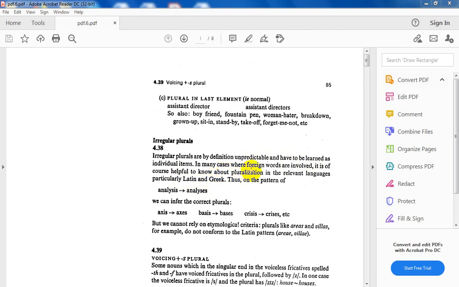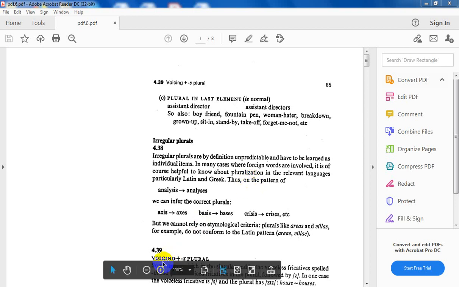In many cases where foreign words are involved, it is of course helpful to know about pluralization in the relevant languages, particularly Latin and Greek. So what is the benefit? If we have a foreign word brought into the English language, it is useful for us to know the rules of pluralization in that language, whether Latin, Greek, French, Hebrew, and so on.